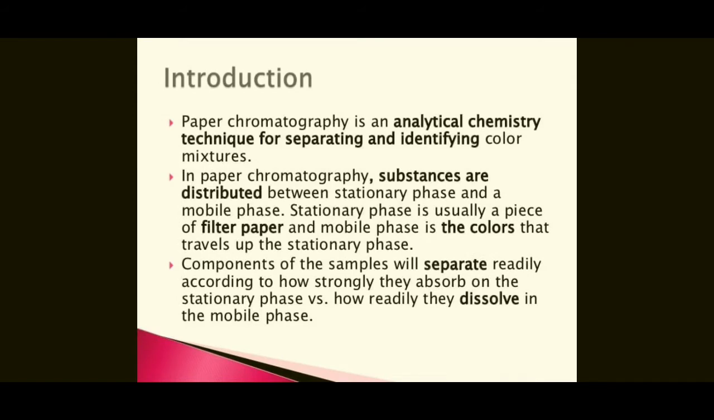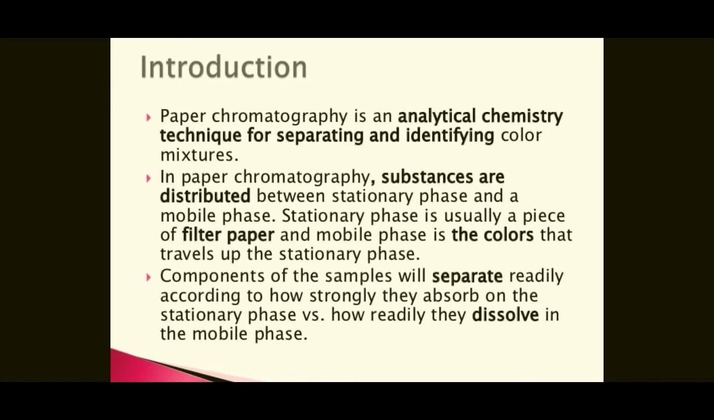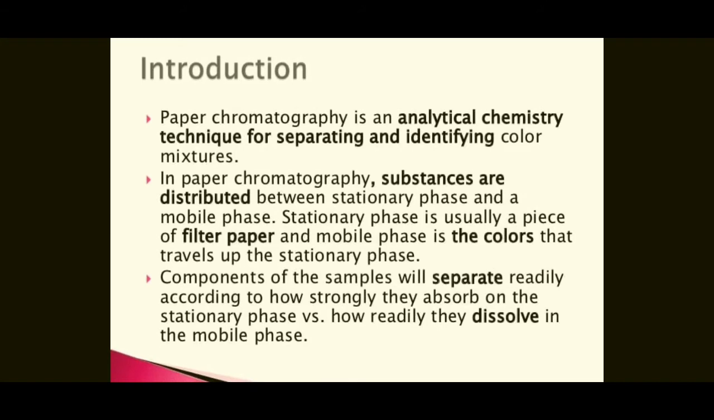So the introduction: paper chromatography is an analytical chemistry technique for separating and identifying color mixtures. In paper chromatography, substances are distributed between a stationary phase and a mobile phase. Students, the stationary phase is usually a piece of filter paper and the mobile phase is the solvent that travels up the stationary phase. So components of a sample separate readily according to how strongly they adsorb on the stationary phase and how readily they dissolve in the mobile phase.